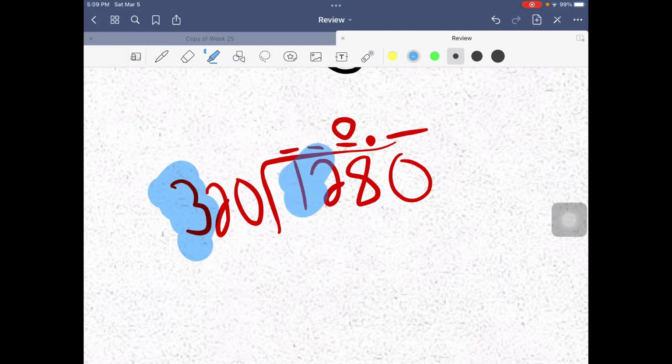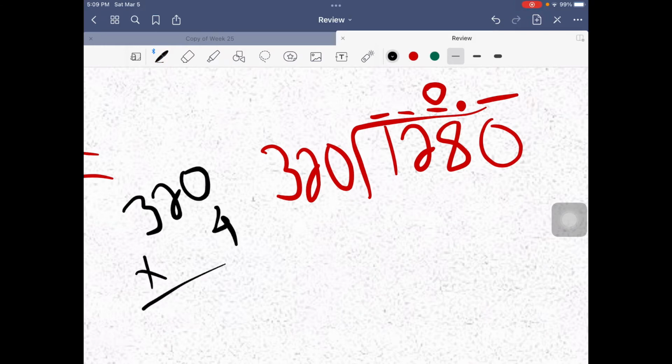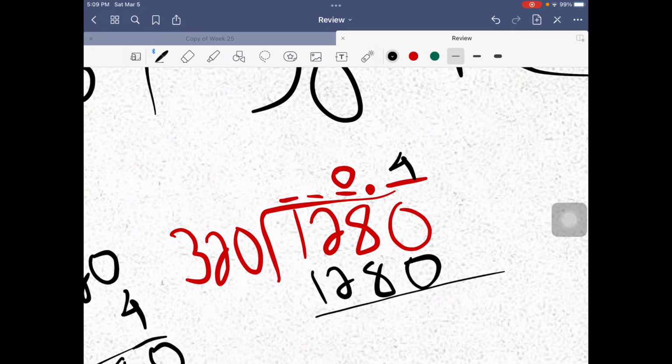Well, this is the way that I see it. How many times can 3 go into 12? And anything else, we'll just double check with the math. 4. So let's check 4. 320 times 4. If it fits, great. If it doesn't, we'll just go a little bit below that. What's 0 times 4? 0. 2 times 4? 8. And 3 times 4? 12. It fits exactly. So 320 times 4, 1,280. Y acabamos.